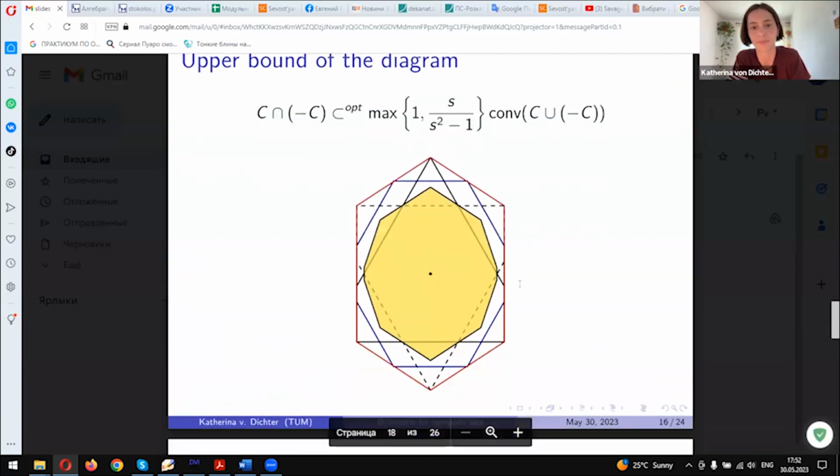Here you have another picture which shows all the different symmetrizations for this pentagon, which by its shape resembles a house, so we call it the house. The colors correspond to the same as before: the yellow one is the harmonic mean, blue is the arithmetic mean, and the red one is the convex hull.